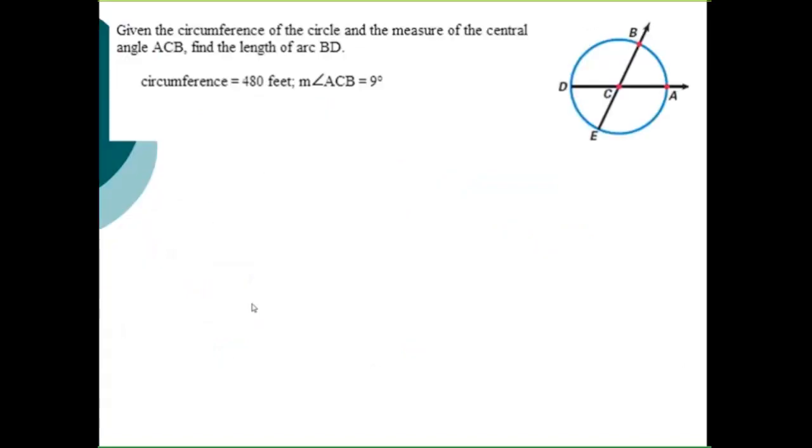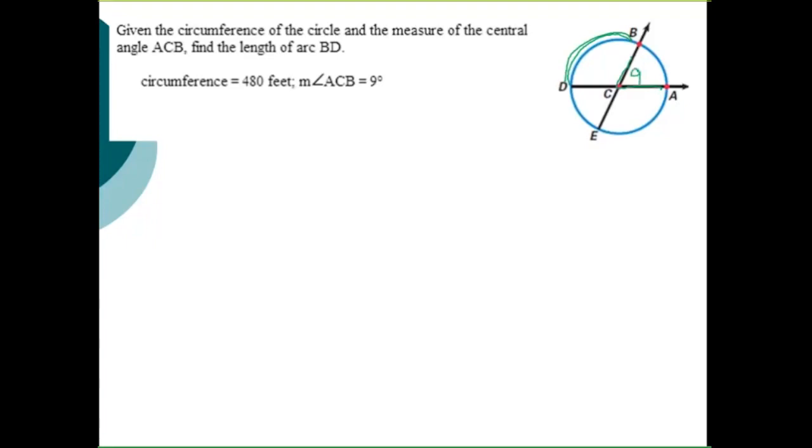Okay, so we have a little bit more complicated example here, a more complicated ratio. So we've got a circumference of a circle and the measure of the central angle ACB. So that's this angle here. We're supposed to find the length of arc BD. So we're supposed to find this arc right here. Well, that's kind of odd. We don't have that angle. I wonder if we're supposed to find that angle.